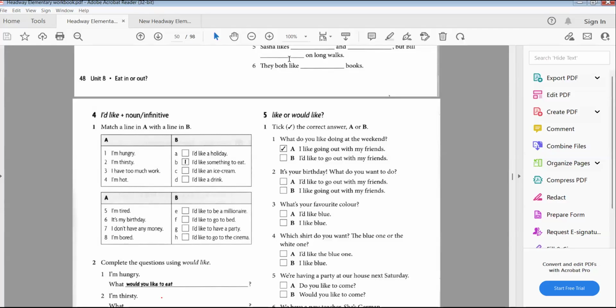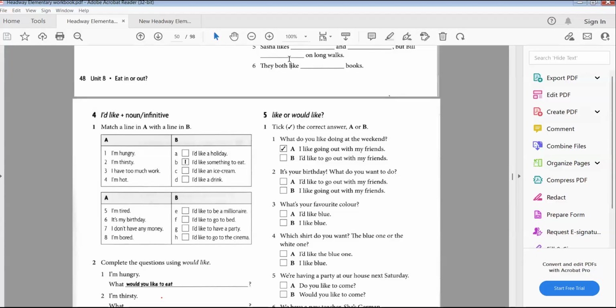You can do it. I didn't do them, but it's okay. I'm tired. I would like to go to bed, for F. Okay. It's my birthday. I would like to have a party. Okay. I don't have any money. I would like to be a millionaire. Fourth, I would like to go to the cinema.